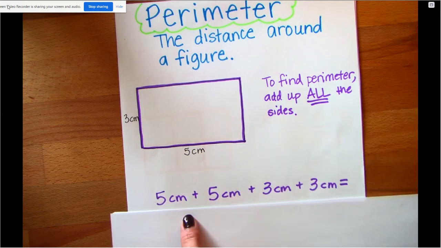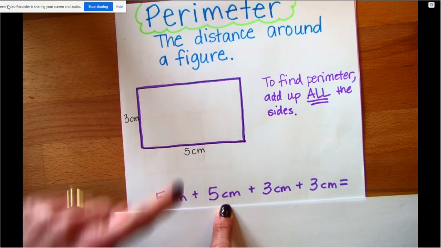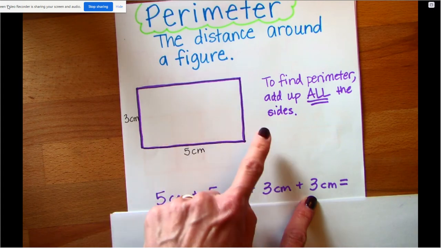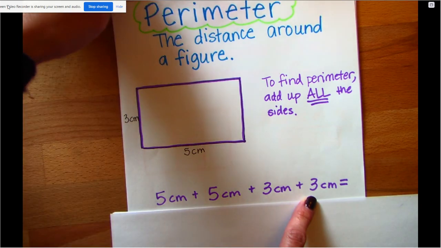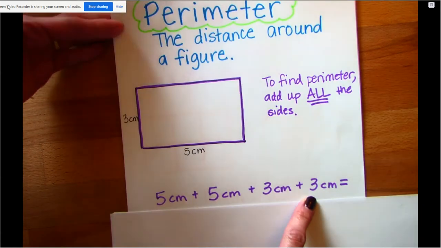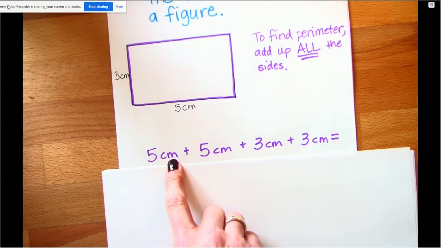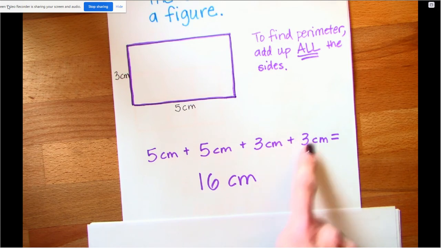So I'm going to add 5 plus 5, because those are the 2 sides, the top and bottom, and then 3 plus 3. Those are the 2 on the left and the right. So when I add those numbers all up, 5 plus 5 is 10, plus 3 more is 13, plus 3 more is 16. Notice my label is centimeters. That's what we're measuring by. We might be measuring in miles or inches or feet. Pay attention to the label. I added those numbers up and I came up with 16.